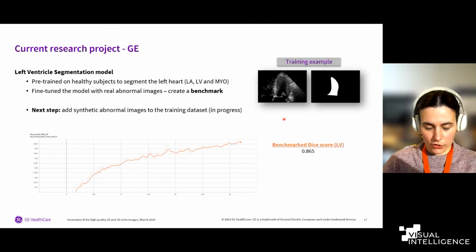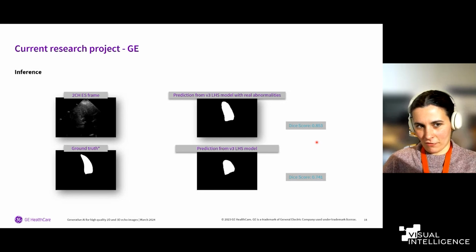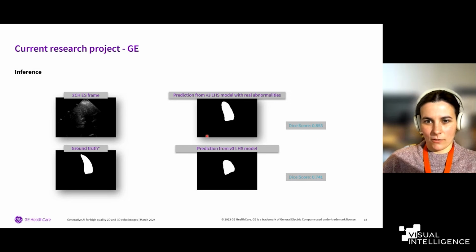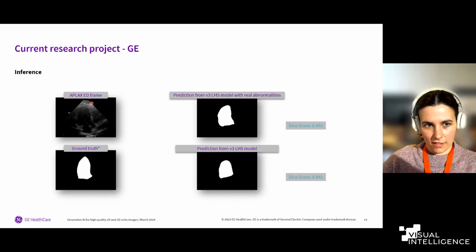It's a current work in progress, but I can show you some of the results of the benchmarked model. When we took the initially trained model and then added some real images with abnormalities and tested it on a real case, we saw a massive improvement in terms of the DICE score for the segmentation of the left ventricle, which is exactly what we wanted to see. We were working towards this goal to improve the segmentation of mainly the left ventricle. And we saw that it works for both different views and different time instants of the cardiac cycle.